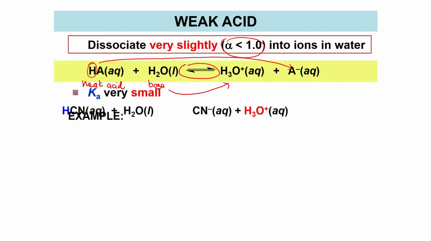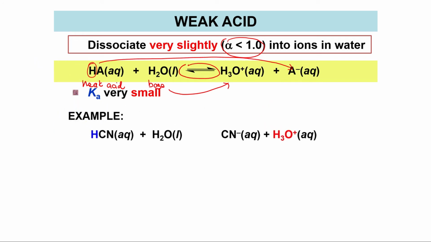For example, we have HCN here. HCN is an example of a weak acid. When reacting with water, it dissociates partially into its ions. So we have HCN losing its proton, forming CN minus, whereas H2O reacts as a base, accepting the proton, forming H3O plus. Because HCN is a weak acid, when writing the dissociation equation of HCN, we need to use the double-headed arrow. Right, so far so good.